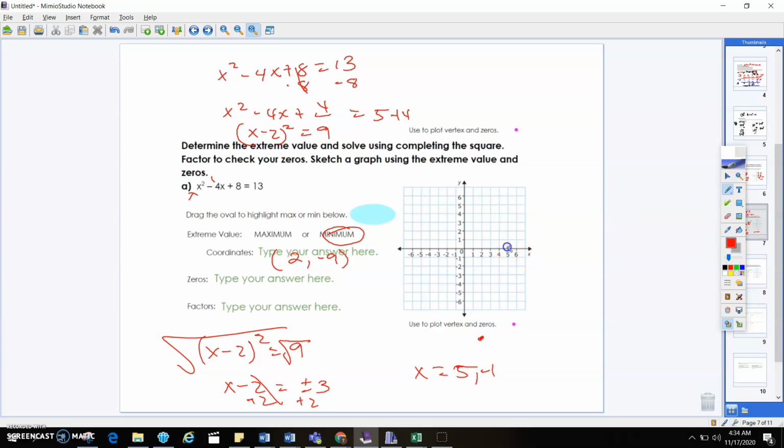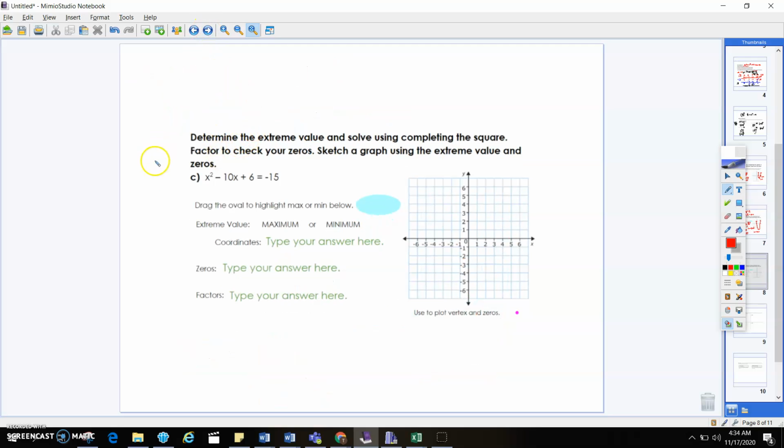So we've got 1 at 5 and 1 at negative 1. And then it's going to be like, swoop. So the zeros would be 5 and negative 1. And the factors are going to be x minus 5 times x plus 1. Go ahead and pause the video and try this next one, and then check your work.